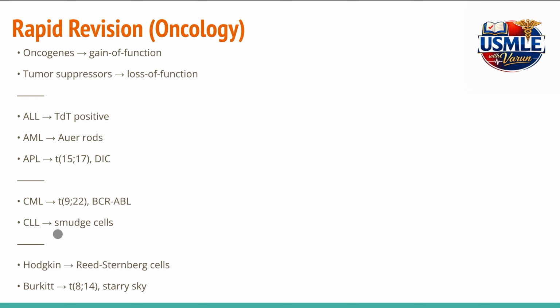CLL is associated with smudge cells because of increased fragility of the cells on the peripheral smear. We'll be able to see cells where the cell membrane is broken, and characteristic deformed cells are called smudge cells. Hodgkin's lymphoma is characterized by owl-eye appearance cells in the lymph nodal biopsy, and these cells are called Reed-Sternberg cells. Whereas Burkitt's lymphoma is associated with t(8;14) translocation, the characteristic appearance is starry sky appearance.